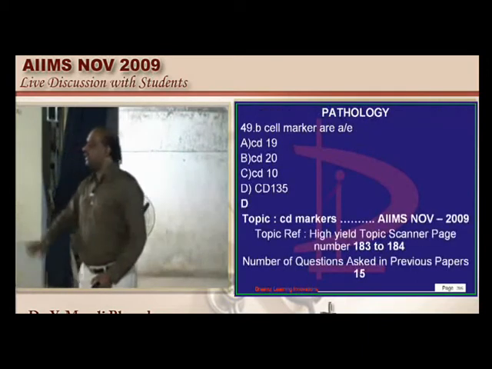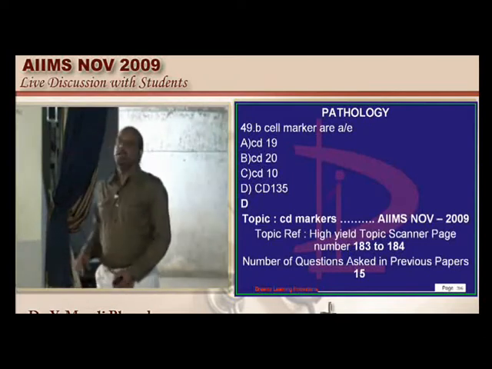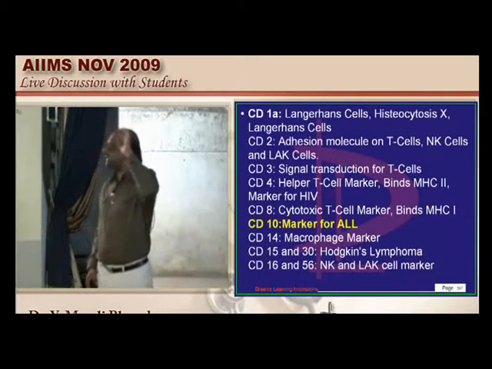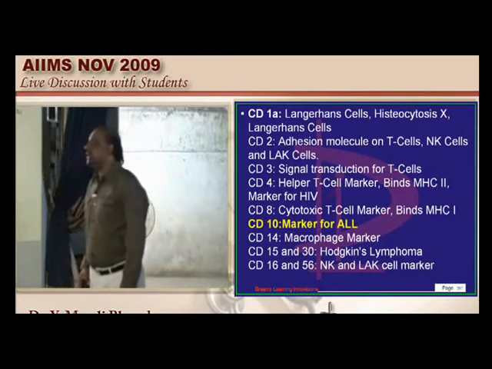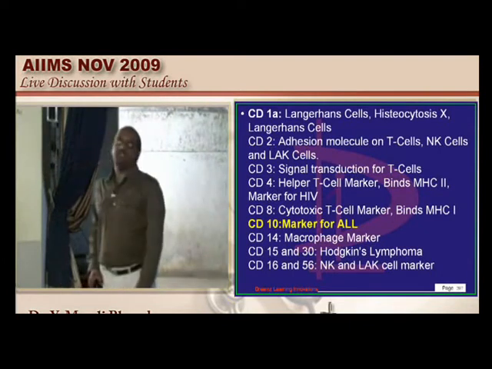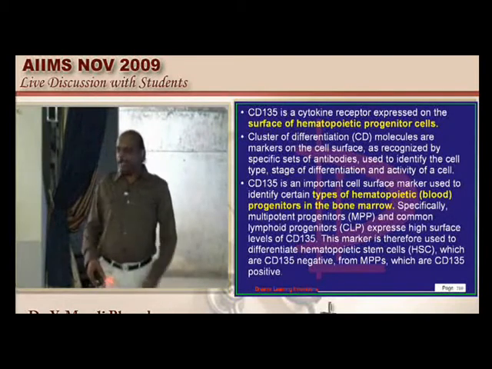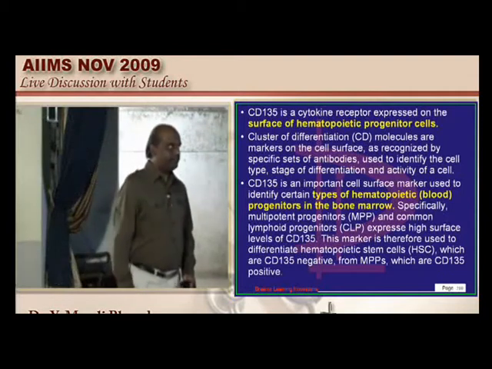Now once more the question in pathology is about the CD marker, about the B cell. You should remember that CD19, CD20, CD10 are all B cell markers, but not CD135. So tomorrow in the exam he may ask you what is the importance of CD135. CD135 is typically found in the hematopoietic progenitor cells, which needs to be remembered.